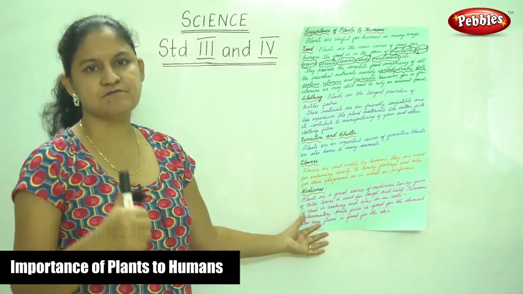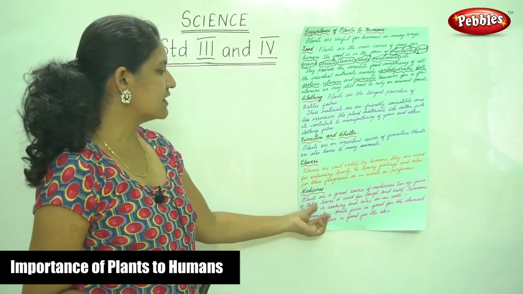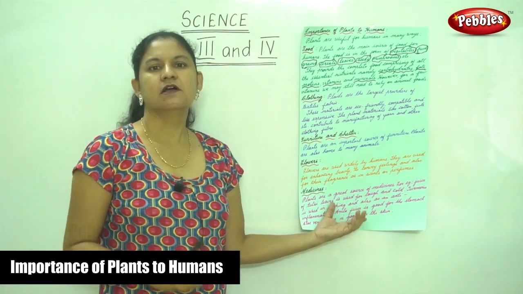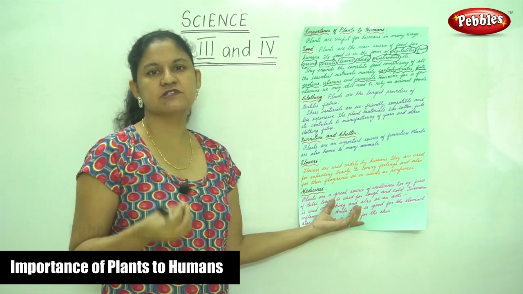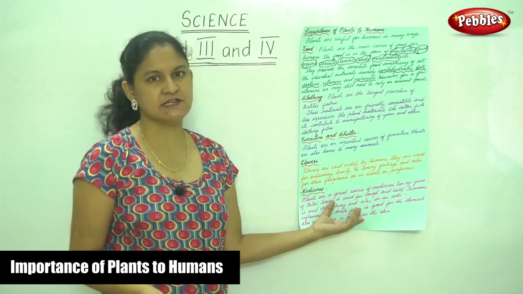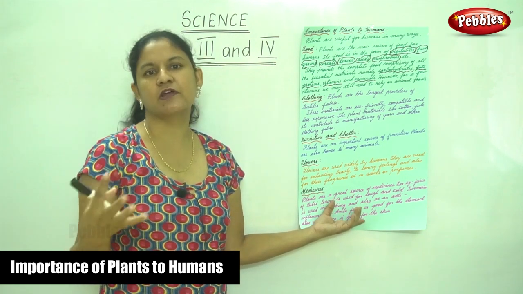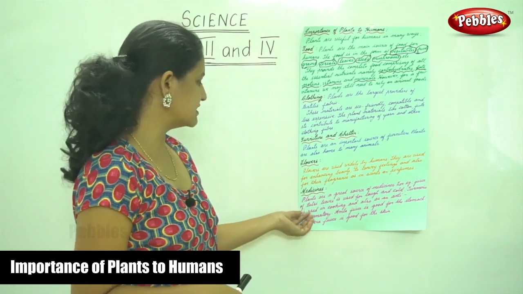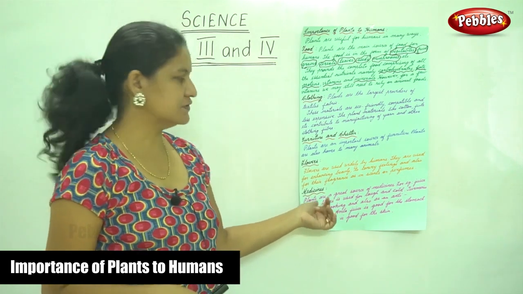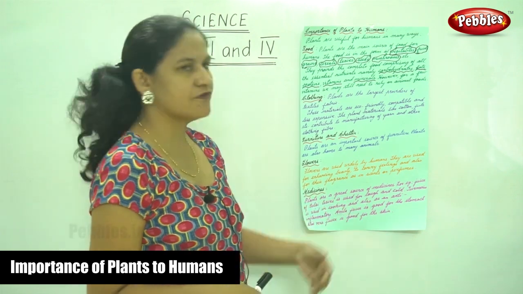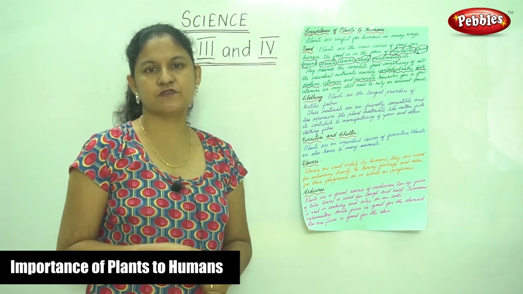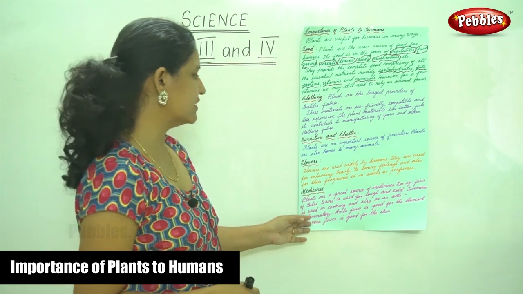The next is medicine. Plants are a great source of medicine. In olden times, people mostly used plants as medicine instead of going to a doctor. For example, the juice of the tulasi leaves is used for cough and cold.